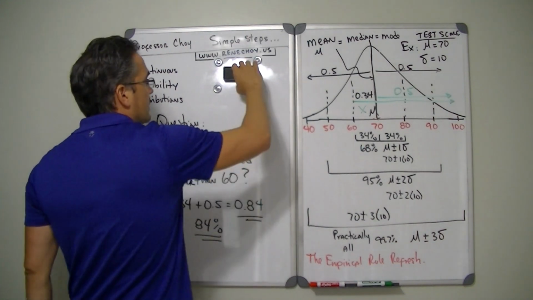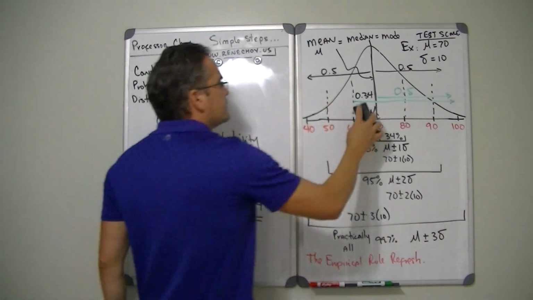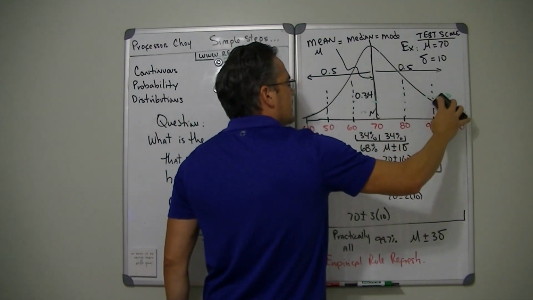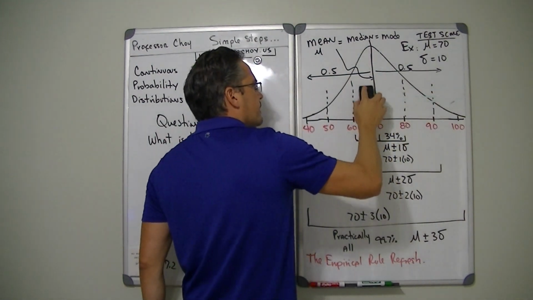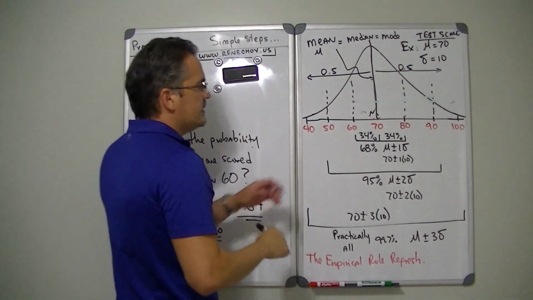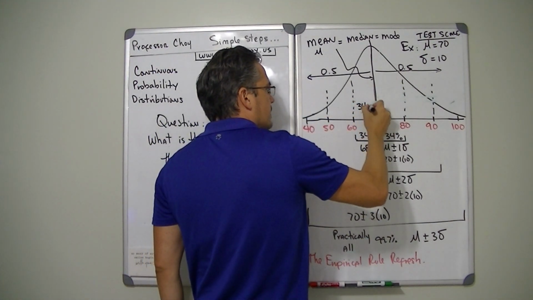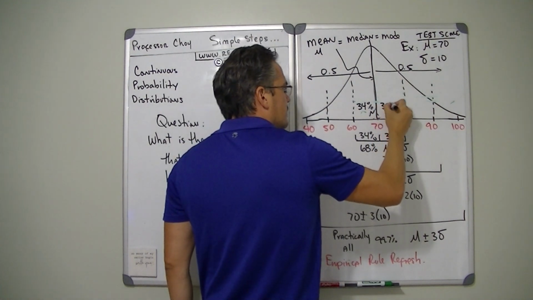Okay? All right, let's do another example. Get this green away. I need that in a second. All right, now let me get this kind of split. So we know that this is 34% here. We know that this is 34% here.